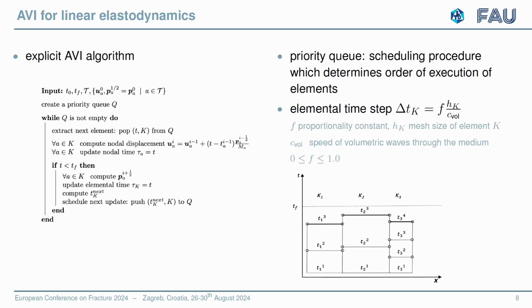Here you can see a 1D mesh with 3 elements. We compute the time step of an element using the CFL condition. And here you see these elements get updated first. Then this will get updated second. This will get updated in the 3rd place. And after that, this will get updated in the 4th place. And so on until the priority queue is empty.